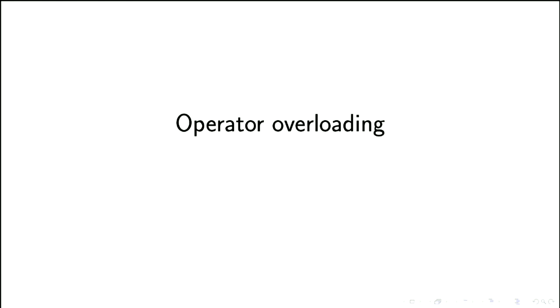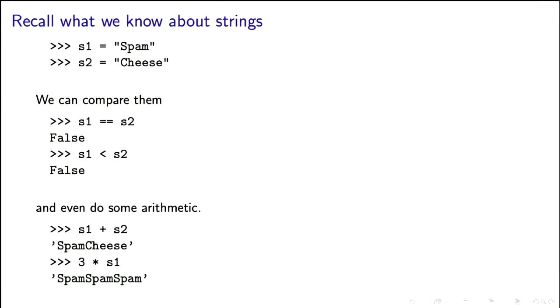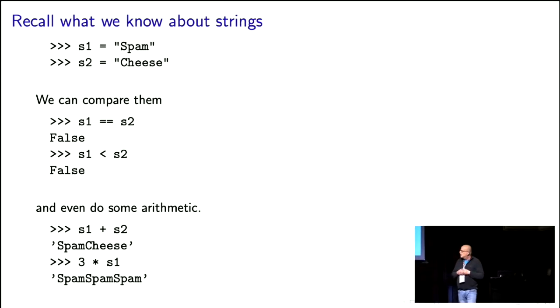Next thing I want to talk about is operator overloading. And again, by way of introduction, let's go back and look at what we were doing with strings. We have operators like double equals, and other comparison operators. We have operators like addition and multiplication. And in the case of strings, we've decided that those operations that we might ordinarily think of in a numeric context make sense for strings. And so we can do these things.